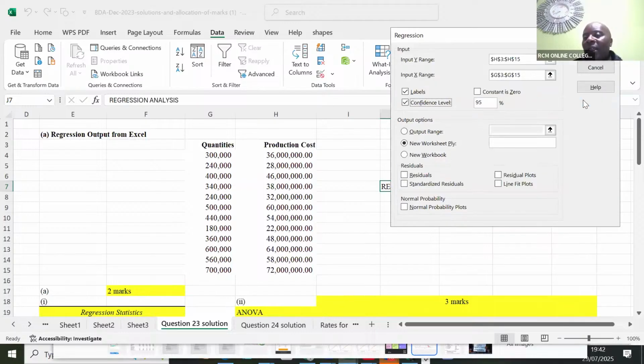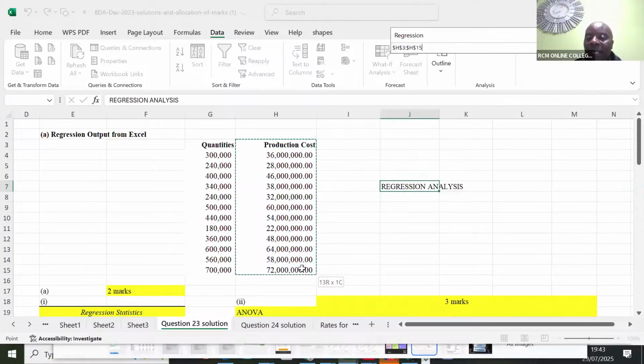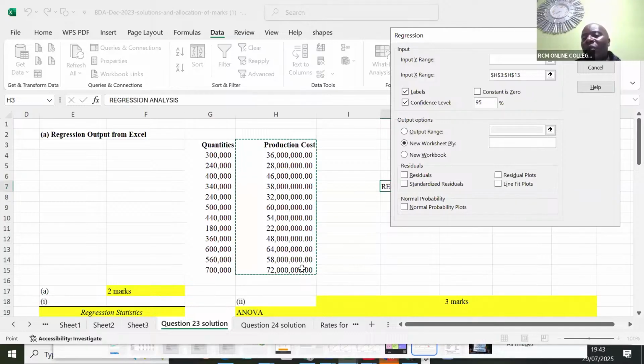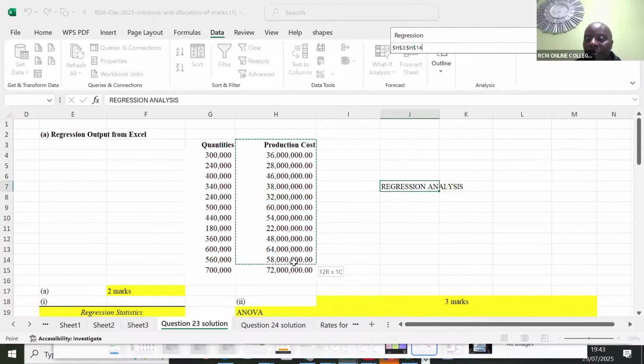Once you say OK, ladies and gentlemen, of course we have agreed that quantities are X and production costs are Y. So come here and fill this in. Now we want the input range. What do we do with the Input Y Range? Put in this Y. You can even highlight it manually like that. I've taken this wrongly, it's not supposed to be there. Let me come here under Y. Start here by clicking the label and then you do like that.